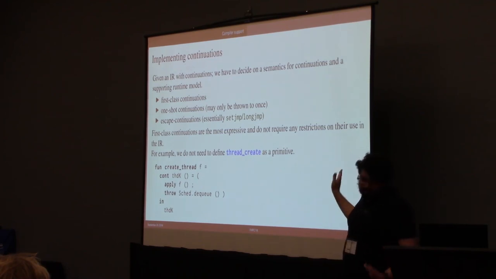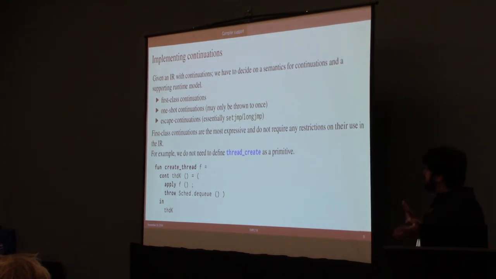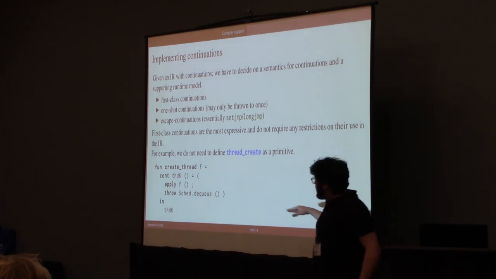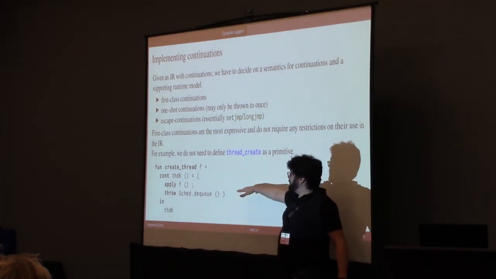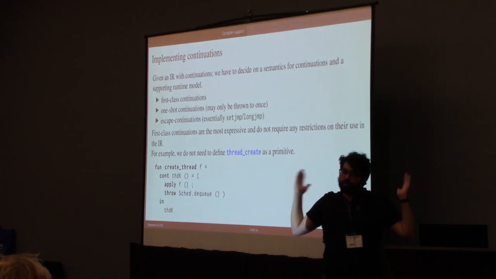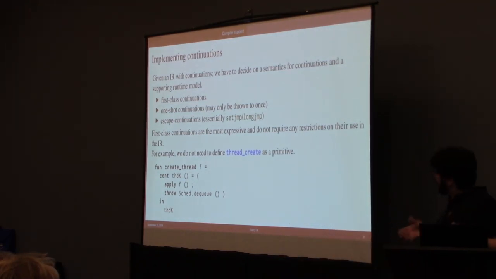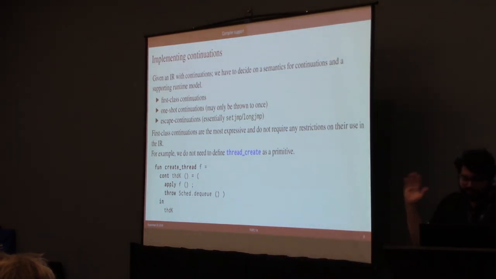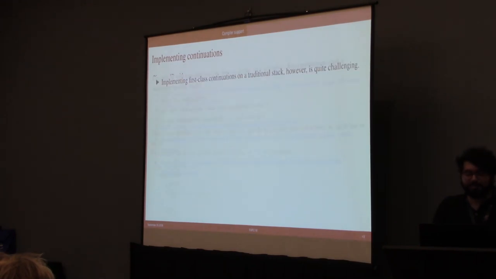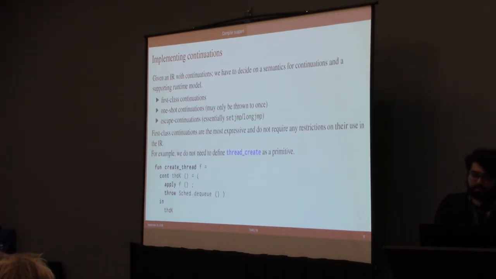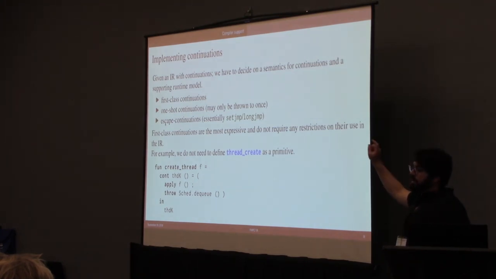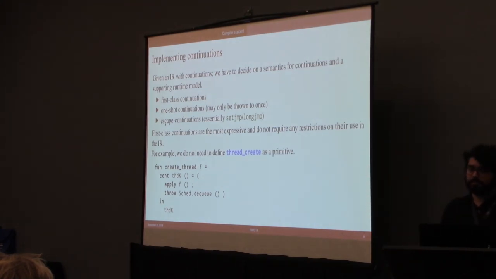Reasons why this is bad include the need to copy the stack, because you technically have captured the entire continuation of wherever, at whichever point you call create thread, you return all the way back to the operating system, or I guess the prompt at the top level of your interpreter. So the point is that we implement escape continuations in our IR for this work, because they're much more efficient.